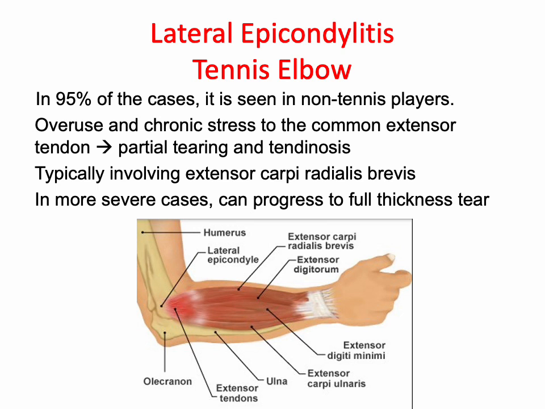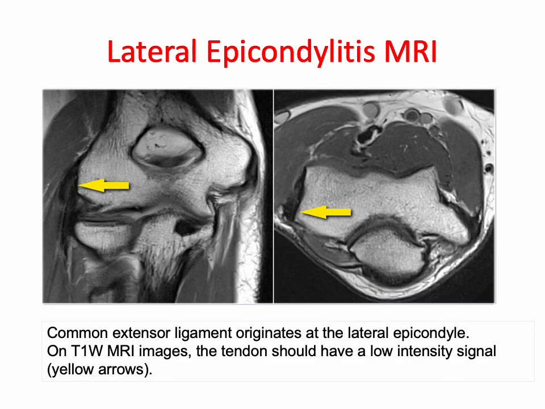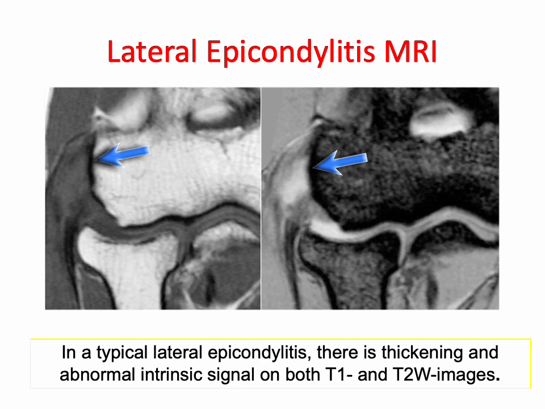Lateral epicondylitis, or known as tennis elbow, although not usually seen in tennis players, is overuse and chronic repetitive stress to the common extensor tendon, which is located at the lateral epicondyle. It can lead to partial tearing at this tendon and tendinosis, typically involving the ECRB. Can progress to a full thickness tear in more severe cases. On MRI, we can see that the common extensor tendon originates at the epicondyle, normally has a low intensity on T1 weighted imaging, but in tennis elbow, we can see both thickening and abnormal high signal on both T1 and T2 weighted imaging at the common extensor origin.